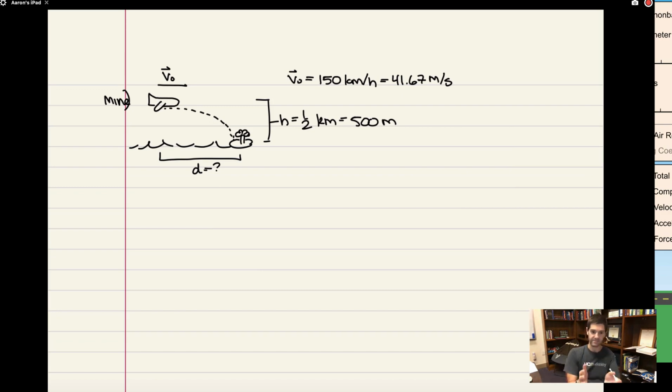It also explains, if it wasn't clear, why the plane has to release the payload before it passes the island. If it waits till it's right above the island and releases the payload, it's too late, because the payload is going to keep moving forward and it's going to land in the water.